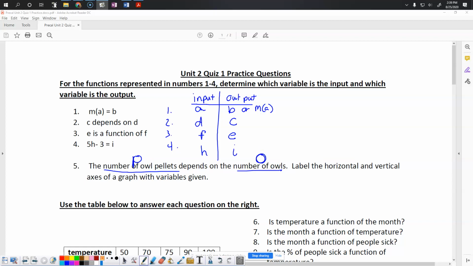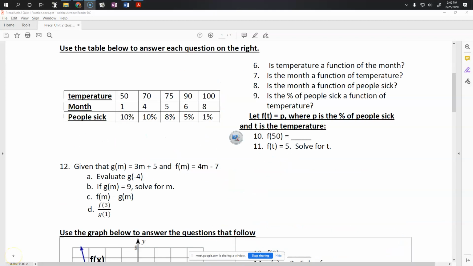Well, if P depends on O, if the number of owl pellets depends on the number of owls, that means this is the output, and this would be the input. Whenever you put something on an X and Y axis, or horizontal and vertical axes of a graph, the output goes on the vertical axis, the input goes on the horizontal axis. All right, let's take a look at numbers 6 through 11.